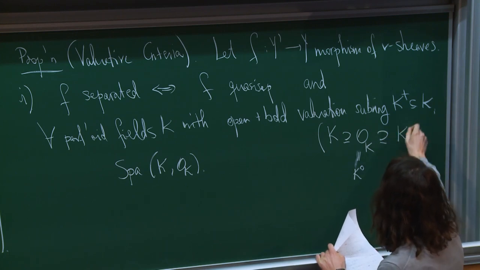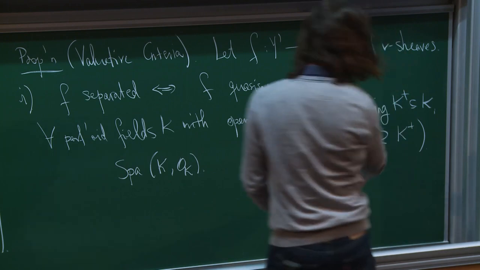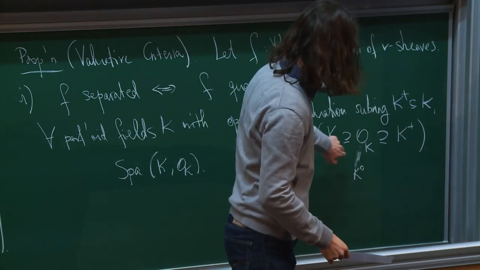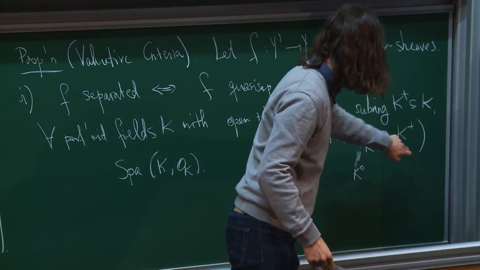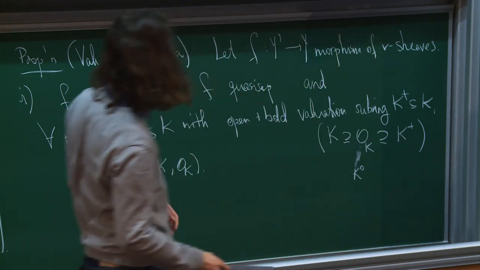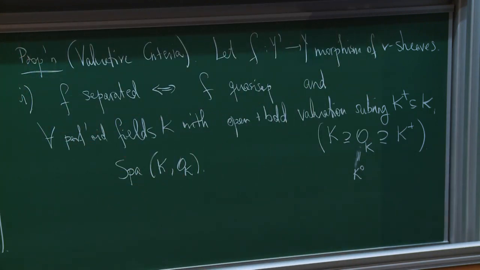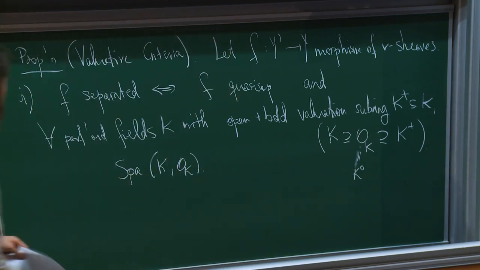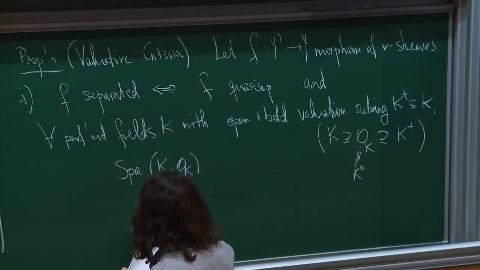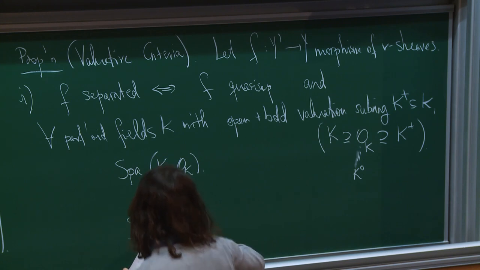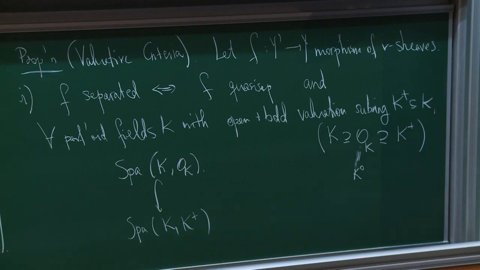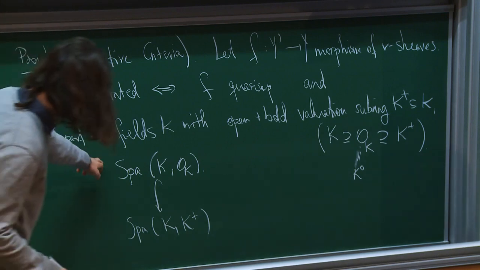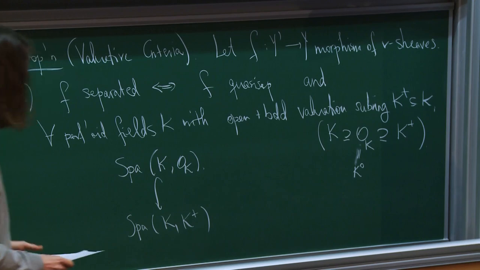And this K plus will always lie in there. So this is the thing which corresponds to the rank 1 valuation. But you might possibly have a higher rank. This K plus could correspond to a higher rank valuation. So Spa(K, O_K) is really just a point. But it sits inside this slightly bigger space, Spa(K, K plus), which might be this totally ordered chain of points. So this is what corresponds to the fraction field and the valuation ring in the world of schemes.